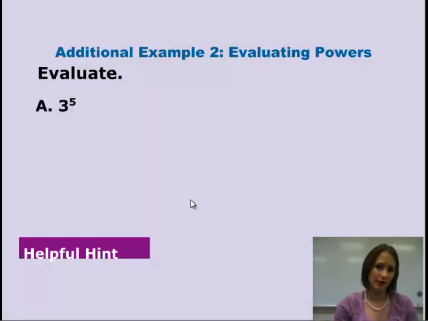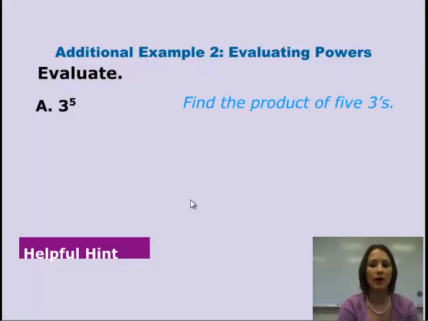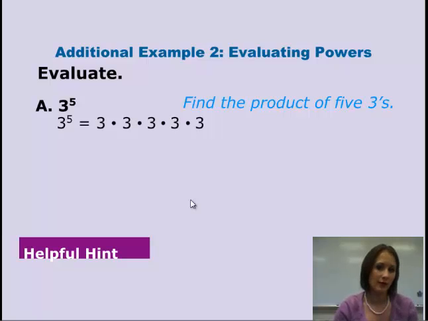We're going to evaluate, so we're going to be going the other direction. You're going to be given a number in exponential form, and you're going to need to solve it, otherwise known as evaluate it. The first thing you need to do is break it apart. So, you're going to find the product of 5 3's. Break it apart, and it's 3 times 3 times 3 times 3 times 3. And the reason why you do it that way is because you're going to be going 2 at a time.